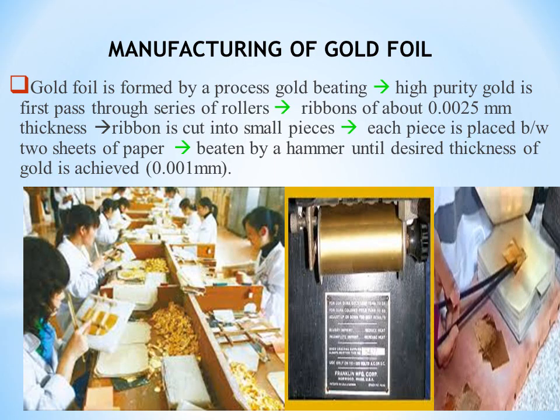So these are pictures of basically how gold foil is manufactured. It is by a process that's called gold beating. High purity gold is first passed through a series of rollers. Ribbons are formed, then they're further cut into smaller pieces and hammered until the desired thickness of gold is achieved, which for dentistry it is 0.001 millimeter.